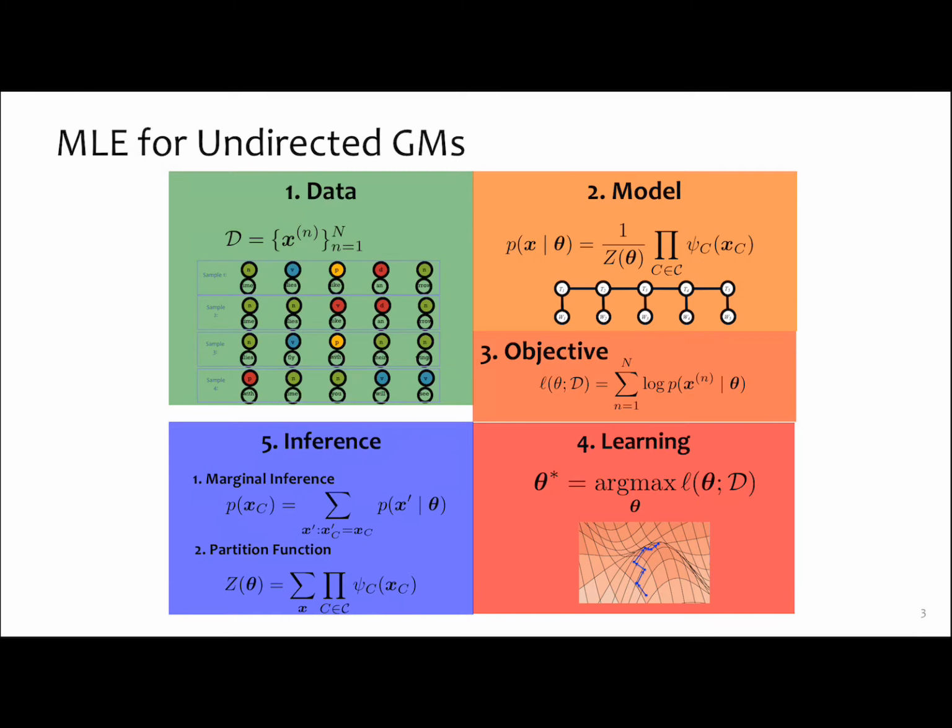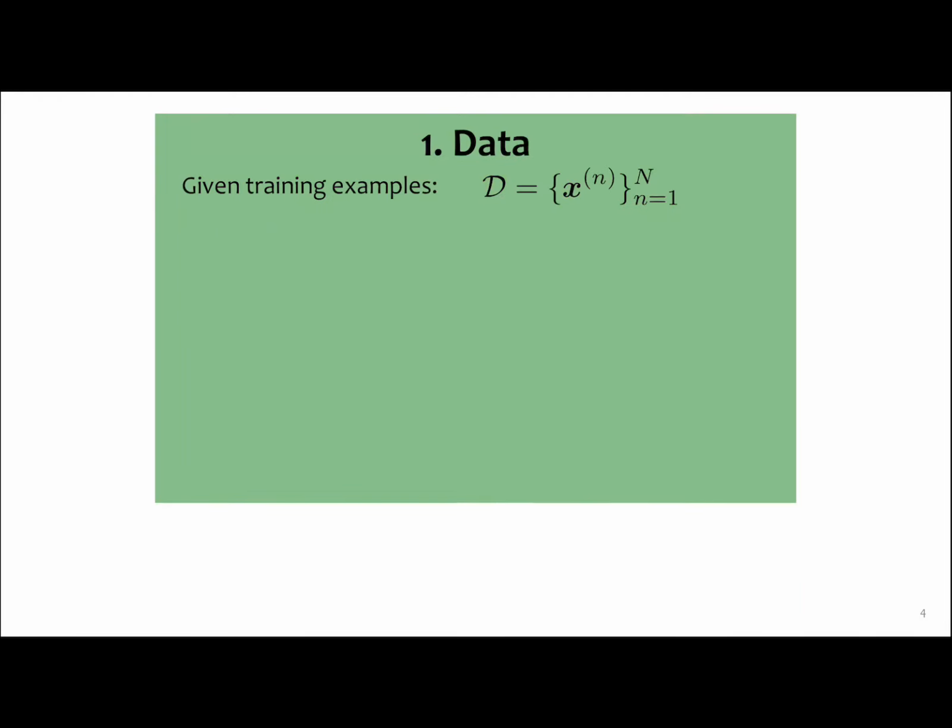We are going to talk about maximum likelihood estimation for undirected graphical models. We'll talk about our setting first, what our data look like. For the entire talk today, we are going to assume that the model is given. The structure of the model is given, the parameters are not, and we want to learn the parameters.